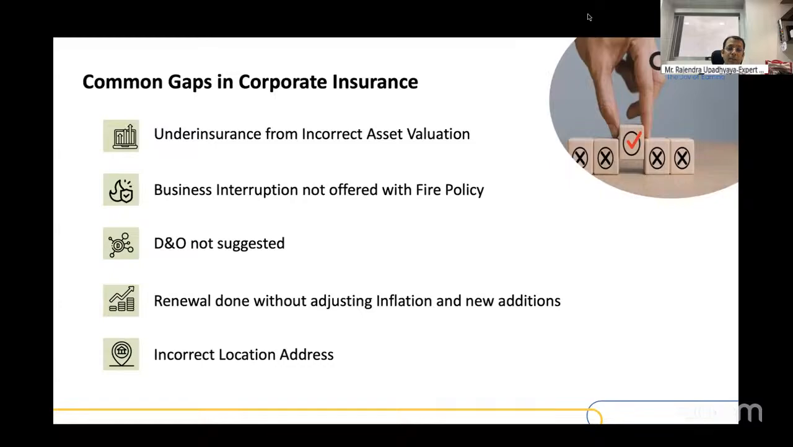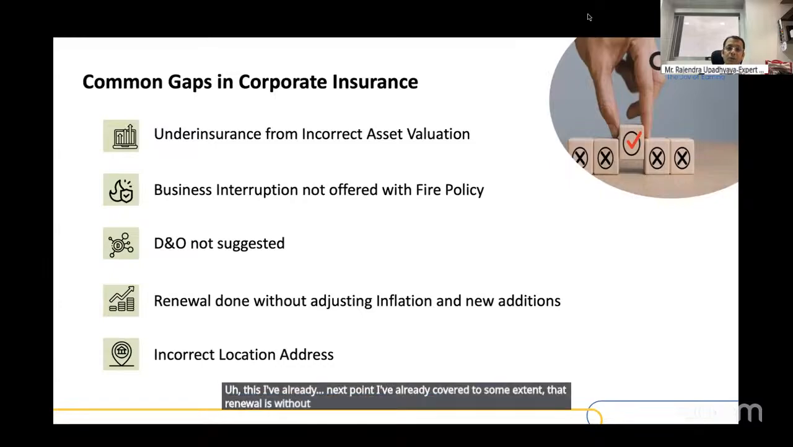This next point I've already covered to some extent, that renewal is without adjusting for inflation. And new additions at times get missed, new parts of the factory, new sum insured, new installations, they also get missed out.